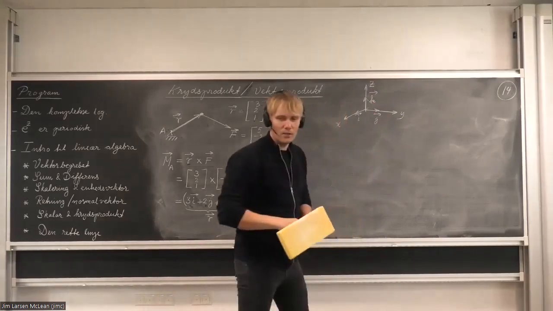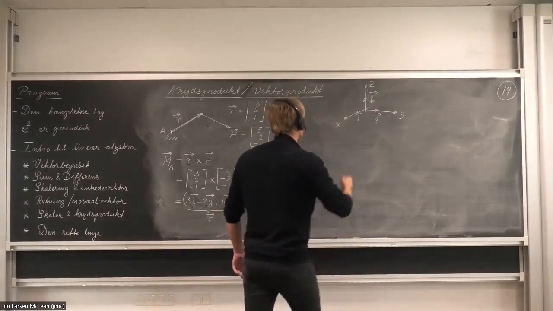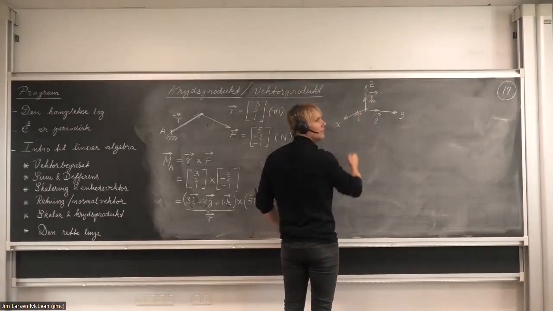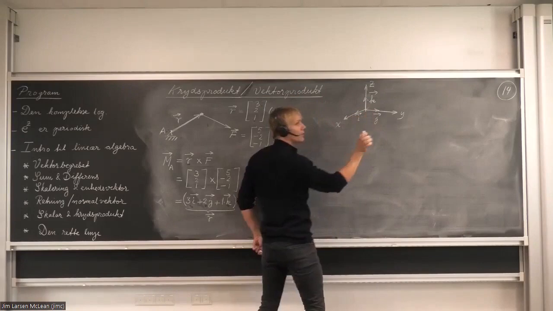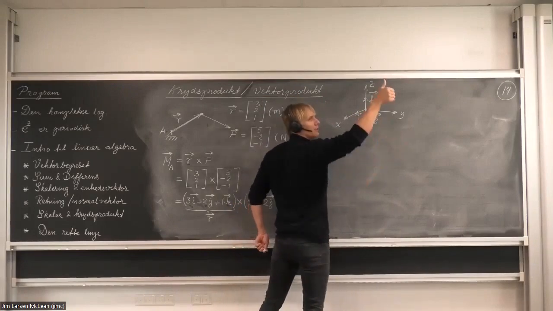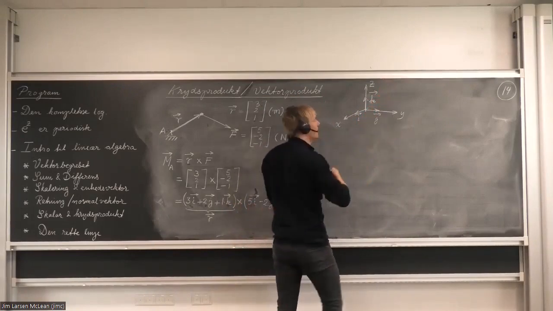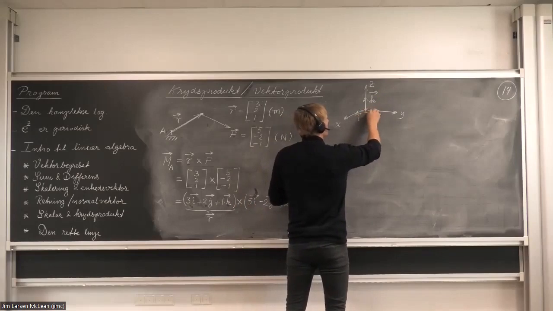So they came up with this clever little thing where if you say i cross j, you get k. Just try using your right hand to do it. You should move from i to j. So your thumb will point in the last direction, which is the cross product. So i crossed with j yields k.